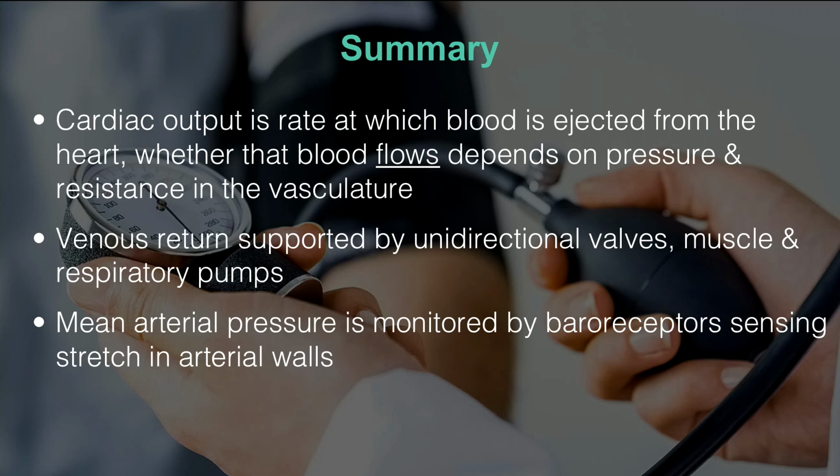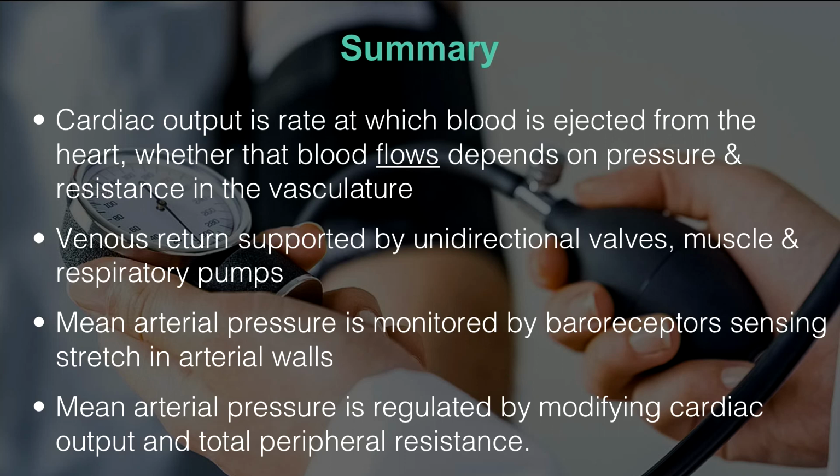So mean arterial pressure is always monitored by the baroreceptors. They specifically sense stretch, which is directly proportional to pressure, with that basal tone or firing rate. And then if we need to modify pressure, we do that by affecting cardiac output or by affecting total peripheral resistance. We have control over those two things in order to maintain blood pressure. We don't have direct control over blood pressure proper.